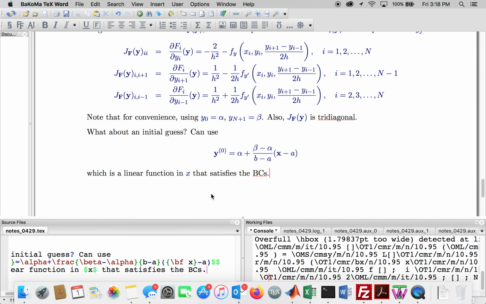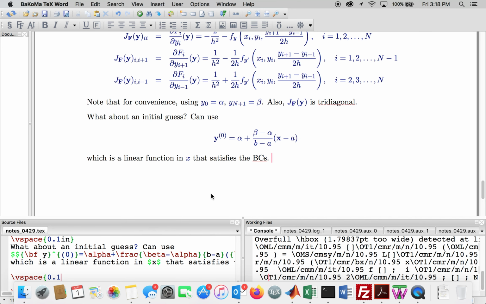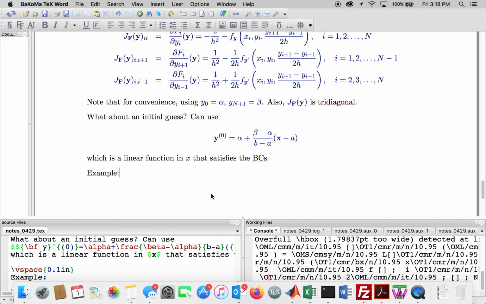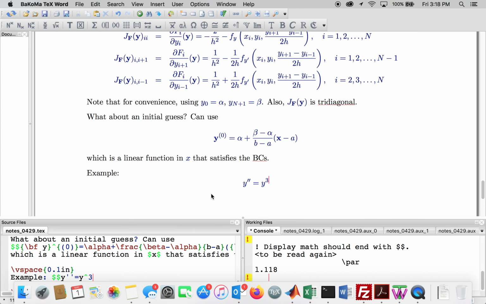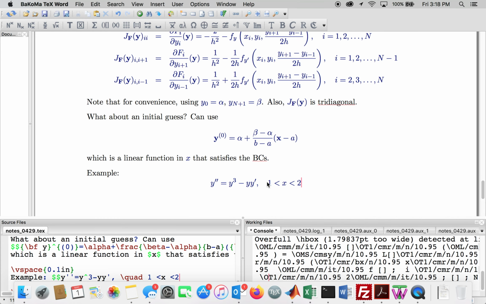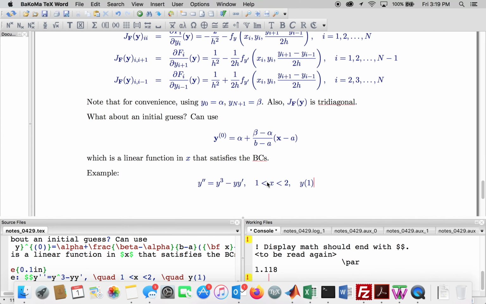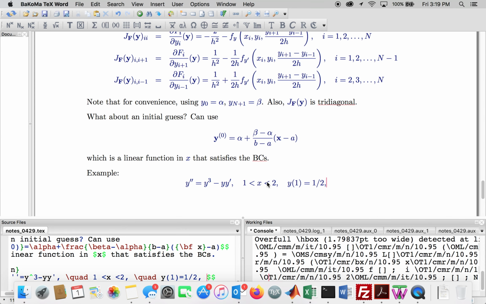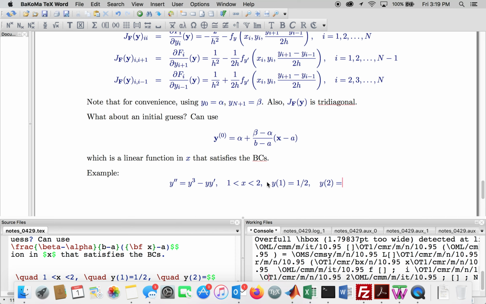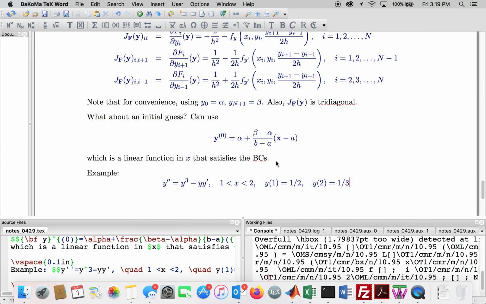Okay, so now what I'll do is step through an example real quick. Okay, somewhere I have the boundary value problem. So y double prime is equal to y cubed minus y prime. So its right side is our f of x, y, y prime on the interval 1 to 2. The boundary conditions, y of 1 equals 1/2. Y of 2 on the right boundary is 1/3.